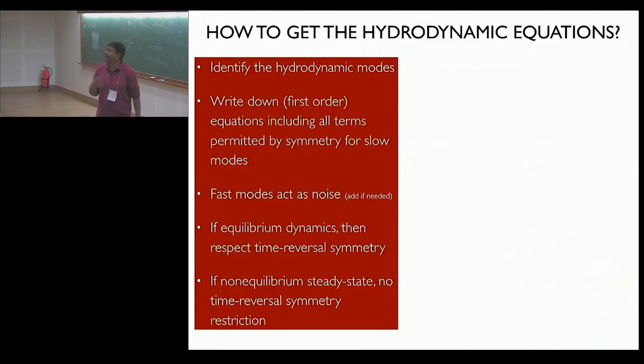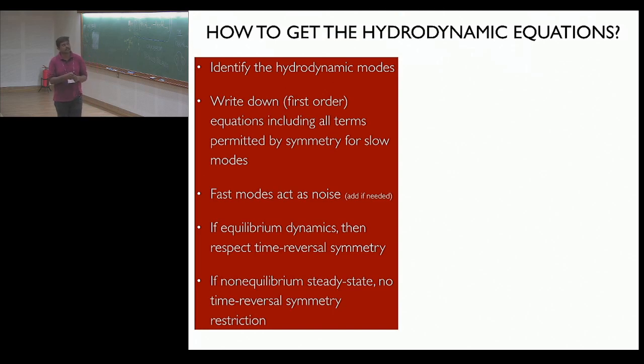But how do you get the equations? I mean, this is just saying things in words, but how do you get equations? How do you make quantitative predictions? So the idea, first thing, is to identify the hydrodynamic modes. You identify the conserved quantities, and so therefore the densities of the conserved quantities are the hydrodynamic modes.